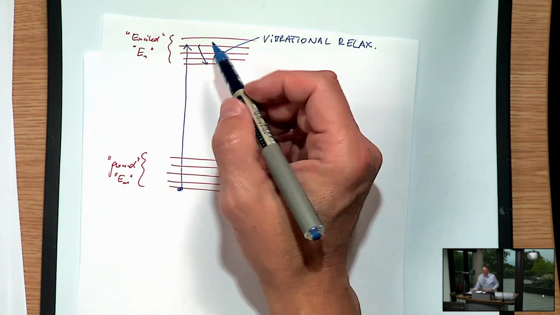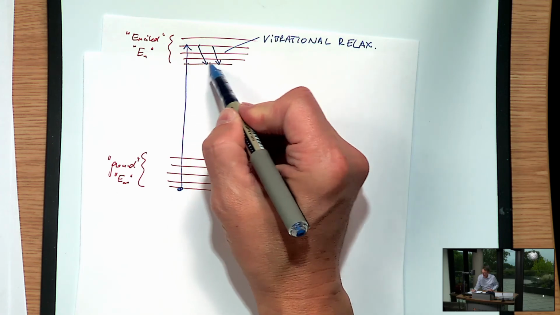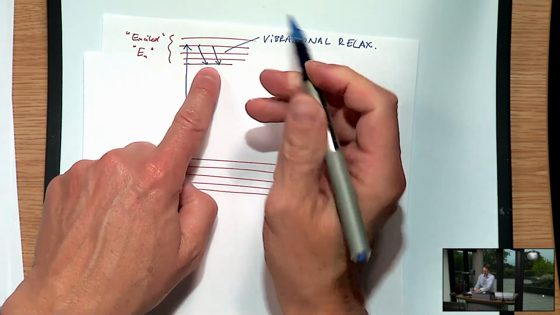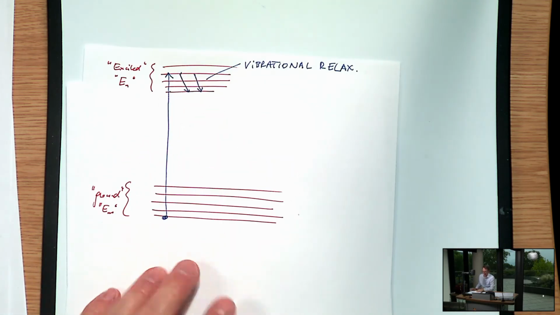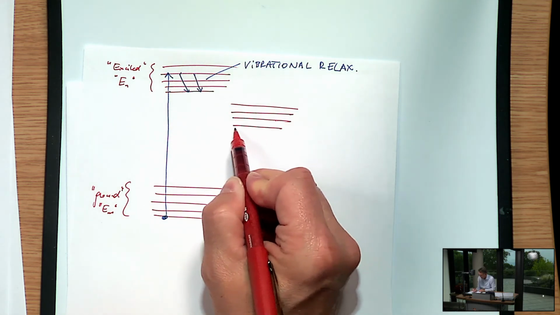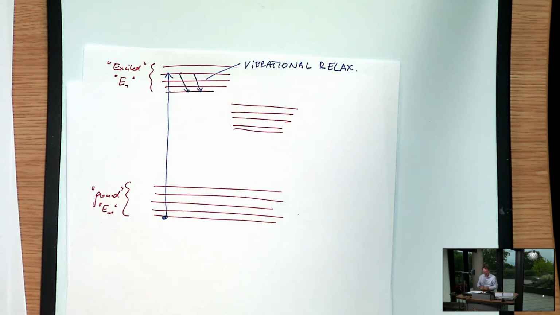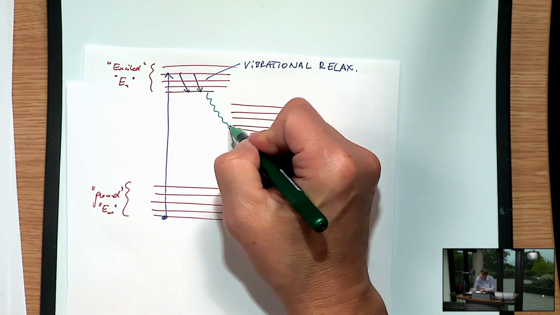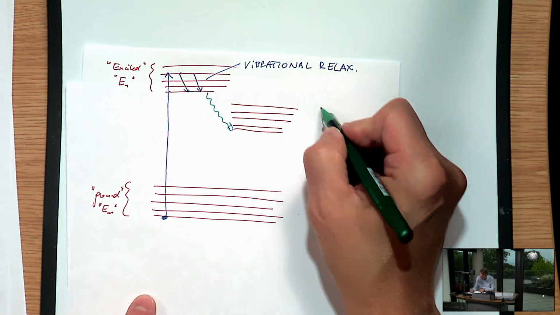And therefore you shift down to this lowest available substate in the upper manifold. And then from there, perhaps, you also have a further energy loss. Perhaps this whole manifold comes down by what is called solvent relaxation.